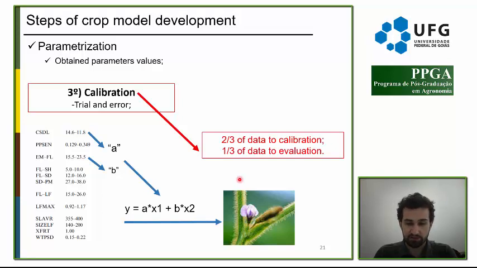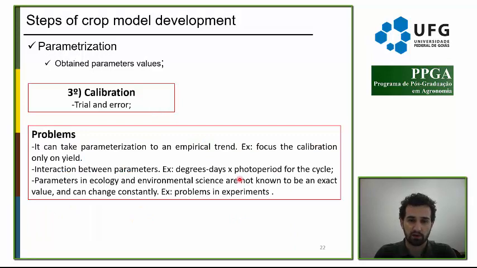And in this process, I have two steps that need to be done. In the first moment, I will use two-thirds of my data to make this calibration, so I change the parameter trying to reduce the error. But I need one-third of the data to see if, after my calibration, the model is able to simulate this condition, and that it's not associated only with a change of my parameter to get the right results.